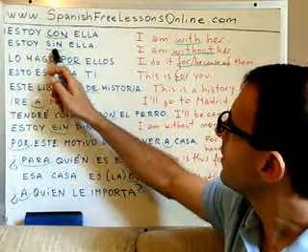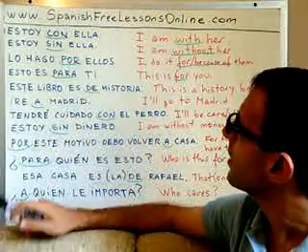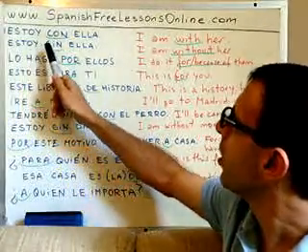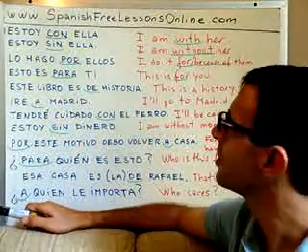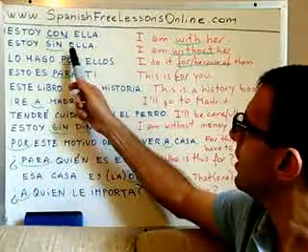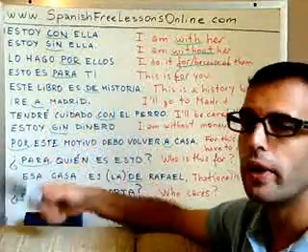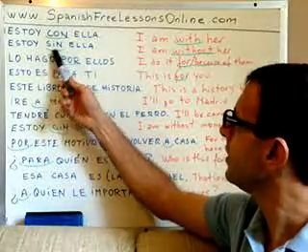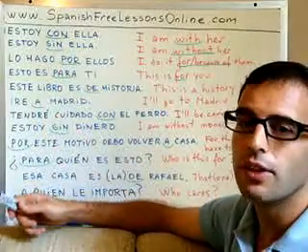Estoy sin ella. Sin is without, so I am without her, right? Ella means also she, but with her is also sin ella, okay? So ella is she and her.